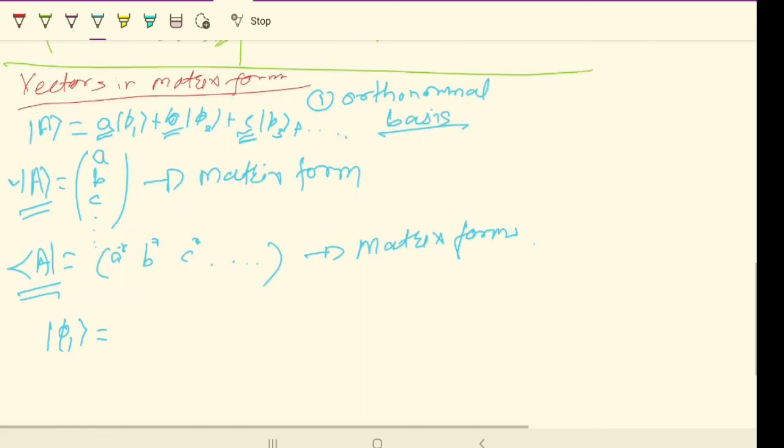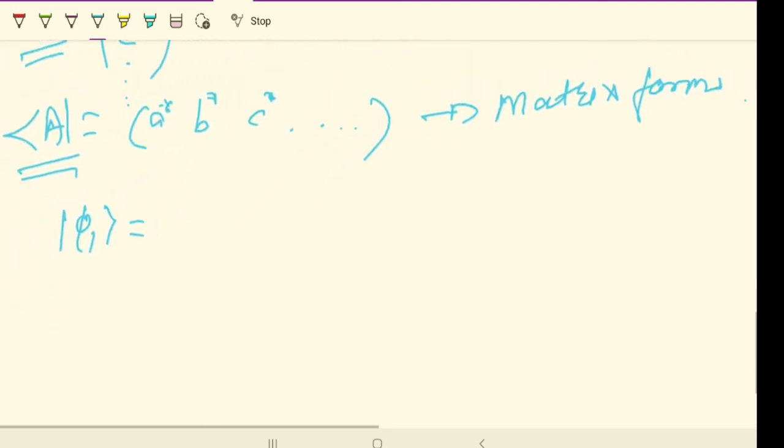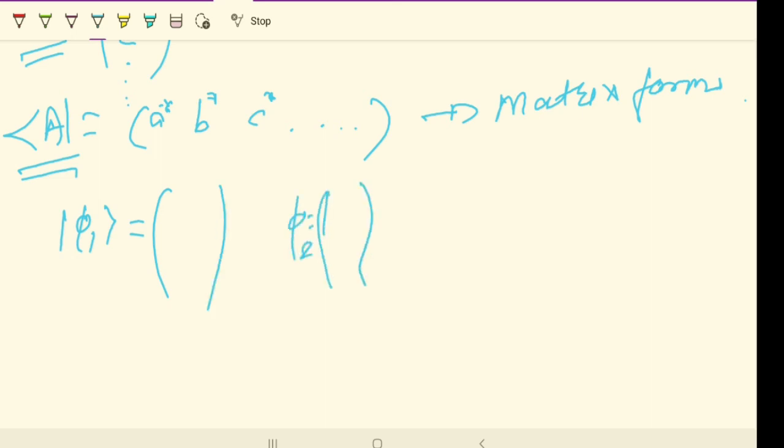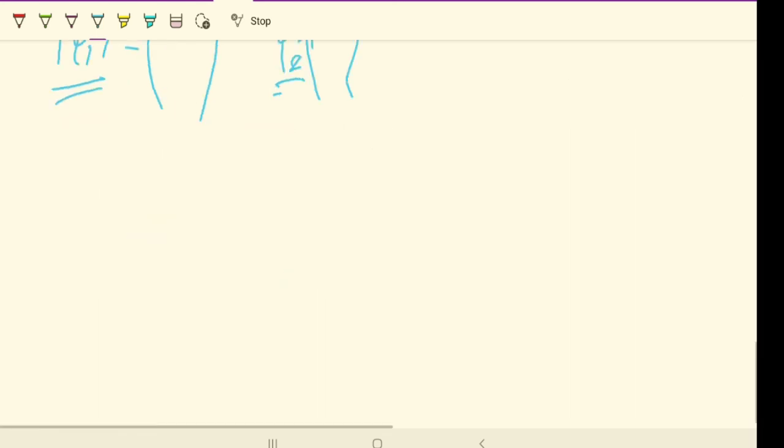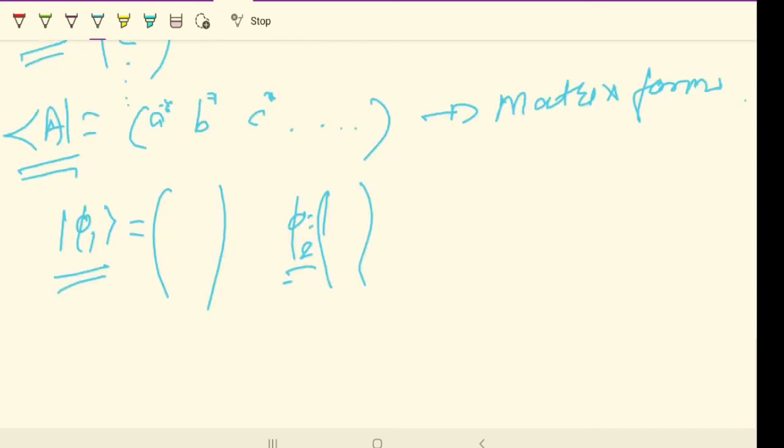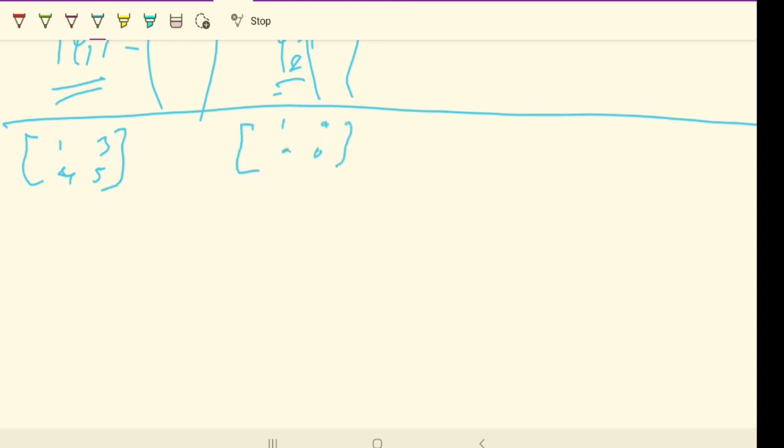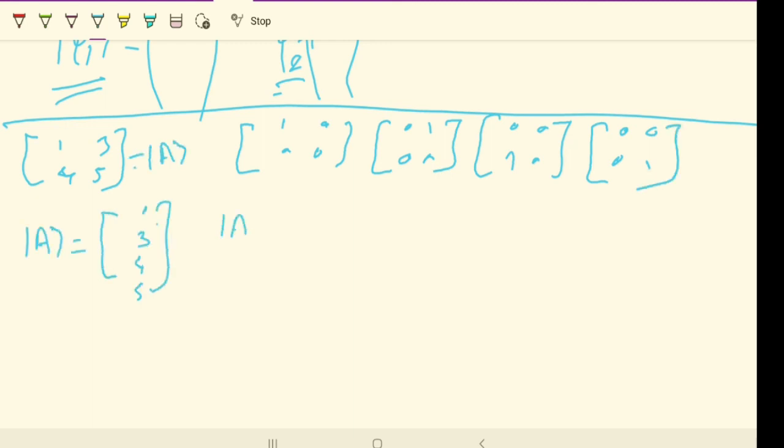Also, I need to represent this phi 1 as well. Whatever basis vectors that I am using, phi 1, phi 2, phi 3, they also need to be represented in a matrix form. If you don't represent this phi 1 and phi 2 in a matrix form and try to do some mathematics using these basis vectors, then you may get some wrong answer. As an example, suppose I am talking about 2 by 2 vectors and my vector is 1, 3, 4, 5, and I want to use a basis 1, 0, 0, 0, 0, 1, 0, 0, 0, 0, 1, 0 and 0, 0, 0, 1. This is my basis.